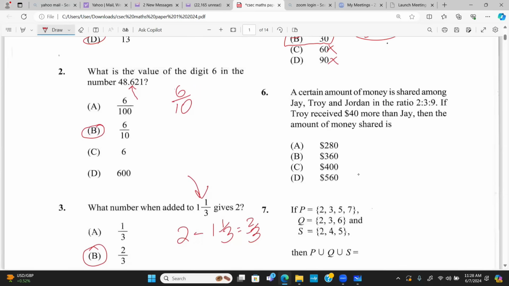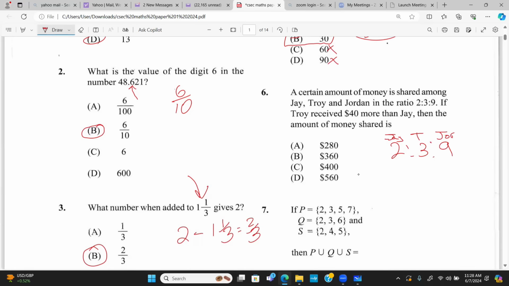Question 6 says a certain amount of money is shared among Troy, Jay, and Jordan. So I'm going to write the ratio here. For my Troy, I'm going to put T, for Jordan, I'm going to put J-O-R, and for Jay, J-A-Y.